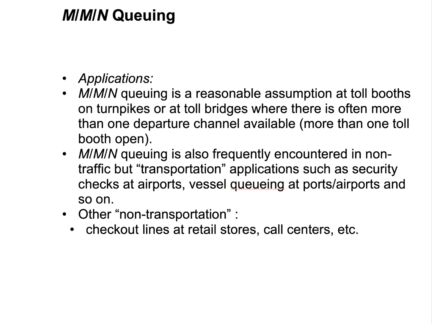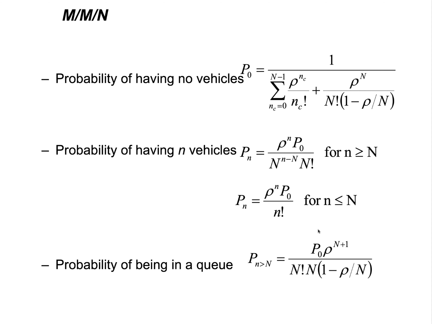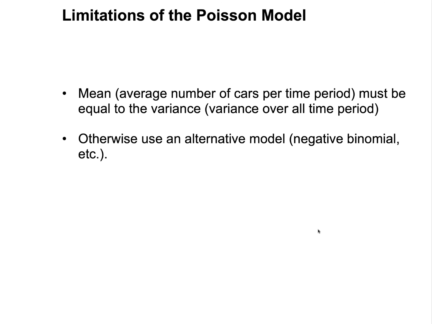MMN queuing can be a reasonable assumption at toll booths or toll bridges, and also non-traffic but transportation applications such as security checks at airports, queuing at ports and airports, and so on. Also checkout lines and call centers, where you have more than one check stand. These are the equations which come from the book for multi-channel queues, for average queue length, average time waiting in the queue, and average time spent in the system. The probability of having no vehicles, probability of having n vehicles, and the probability of being in a queue are also quantified here.